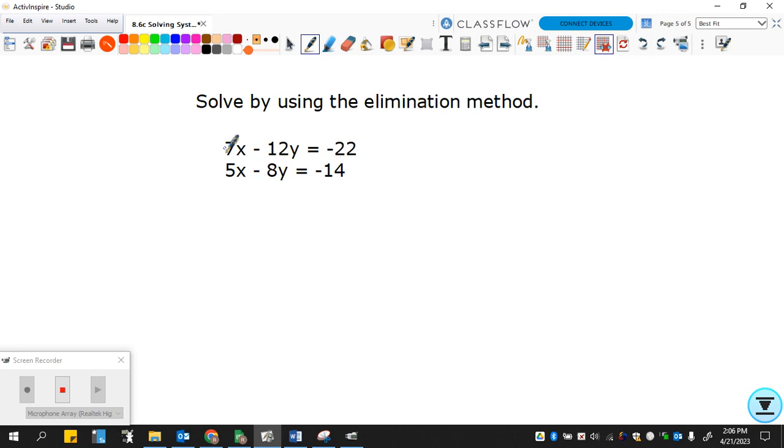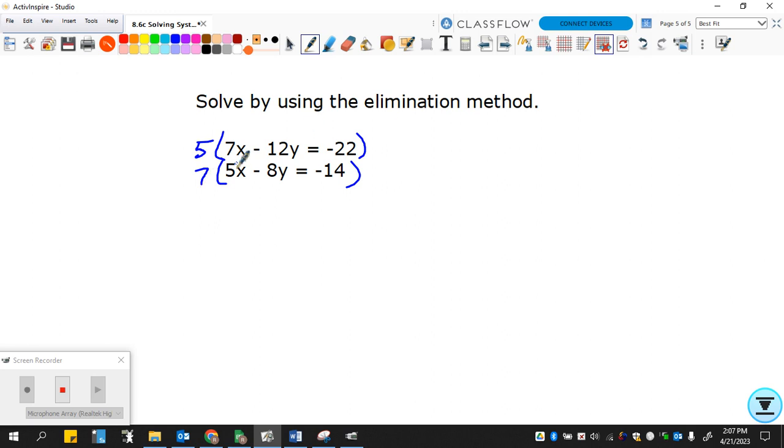Basically what you want to do is find the least common multiple, and whichever one is the least common multiple to do. Here, the least common multiple is 35. Here, the least common multiple is 24. Okay. It doesn't matter. Let's just cancel out the x. We're going to end up having to multiply both of them, so we're going to multiply the top one by 5 and the bottom one by 7.